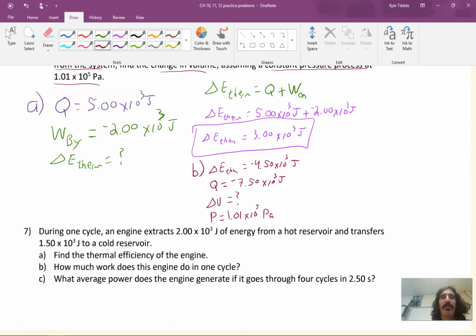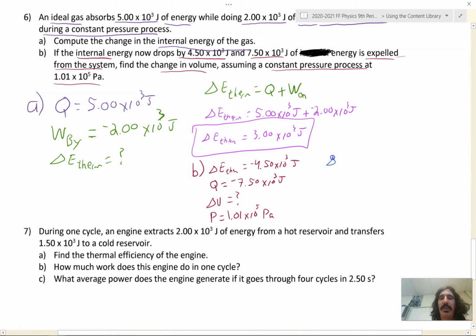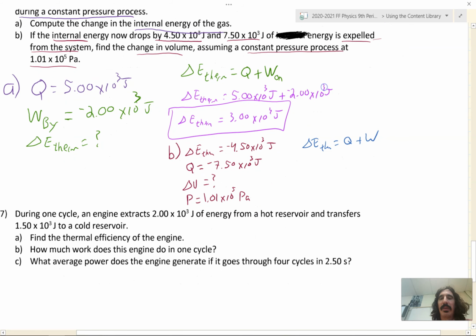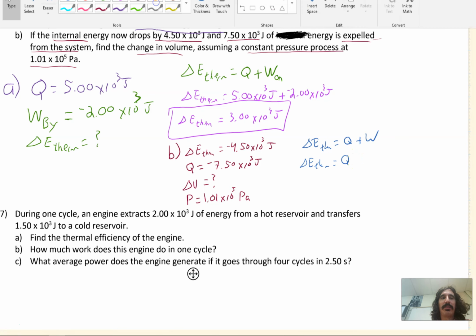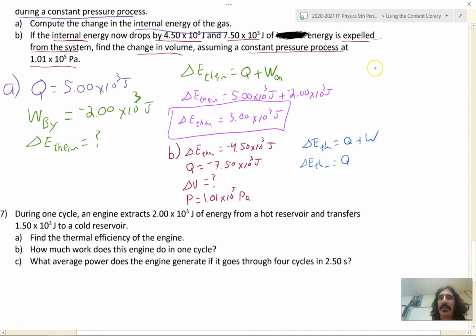We'll start with the same formula. Change in E therm is equal to Q plus W. W is work, which is equal to negative force times distance. Write that down. W equals negative FD, which equals negative the pressure times the change in volume.